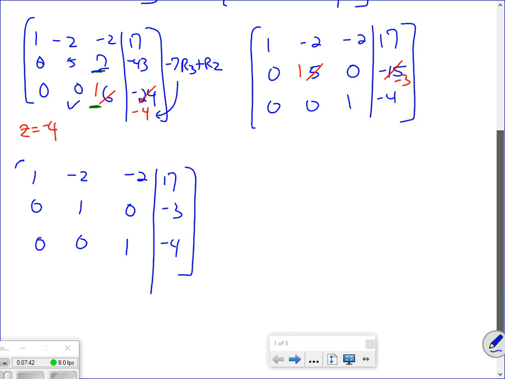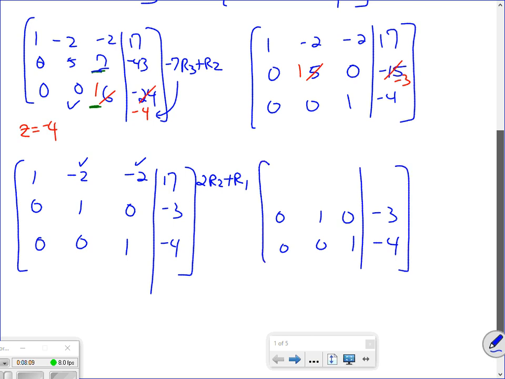So I'm going to use the second and the third row to get rid of this and this. All right, so here we go. So for my new first row, I'm going to take 2 times row 2 and add it to row 1, because that way it'll get rid of the center number. So the bottom two are staying the same: 0, 1, 0, negative 3, 0, 0, 1, negative 4. But the top row is changing. The top row is 2 times row 2, added to row 1.